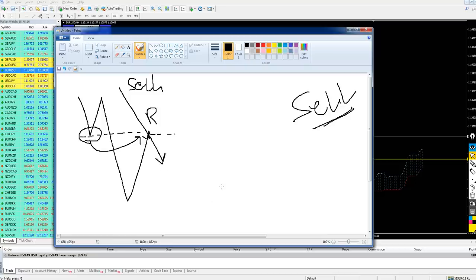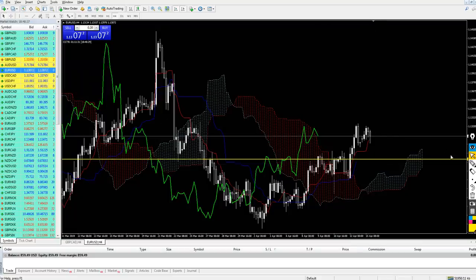Now, of course, you can tell me, man, why don't you just say that we need to wait for the support to become a new resistance and then we can sell or buy? The thing is, Ichimoku is very helpful because it can tell us where the strong level of support is, where it's going to be a reversal. Sometimes you can apply this strategy.